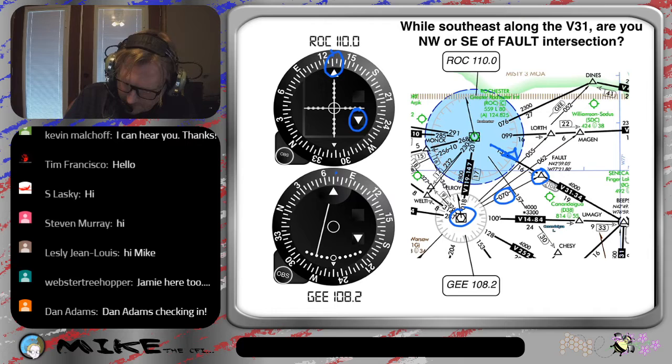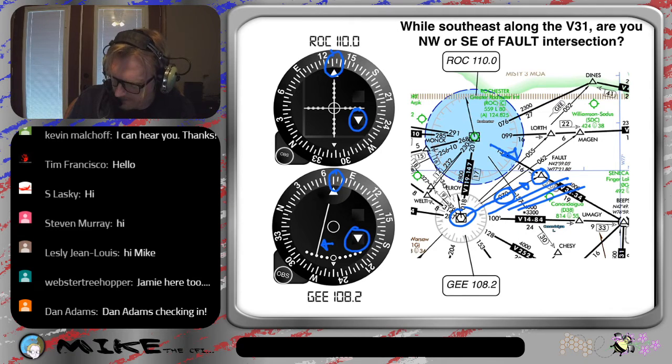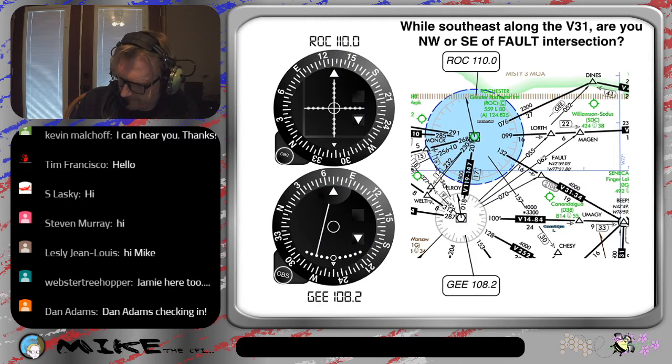So we can see that we have the 070 radial tuned in. We have a from indication, and we have to go to the left to get on course. So if we pretend that we're on that line heading outbound, and we have to go to the left to get on course, that means that we are somewhere over here, which means that we are currently southeast of Fault intersection. All right. And you see that that one is correct.